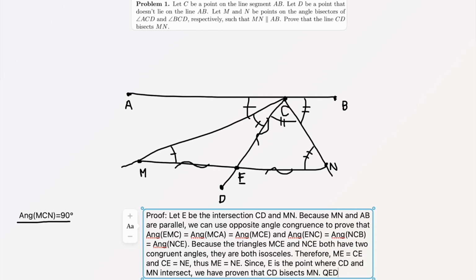QED. And if anyone doesn't know what QED means, it means quod erat demonstrandum, just a Latin thing people do. It just means which was to be demonstrated. And this was what was to be demonstrated. CD bisects MN, right up here.